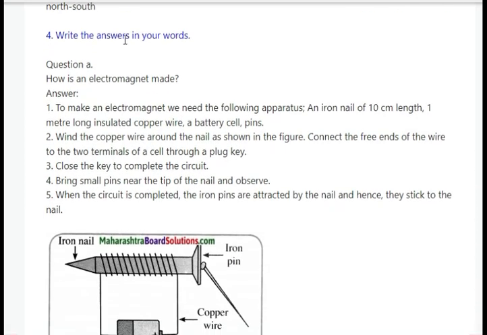Write the answers in your own words. Question A. How is an electromagnet made? Answer: to make an electromagnet, we need the following apparatus: an iron nail of 10 cm length, 1 meter long insulated copper wire, a battery cell, and pins. Wind the copper wire around the nail. Connect the free ends of the wire to the terminals of the cell through a plug key. Third, close the key to complete the circuit. Bring small pins near the tip of the nail and observe.